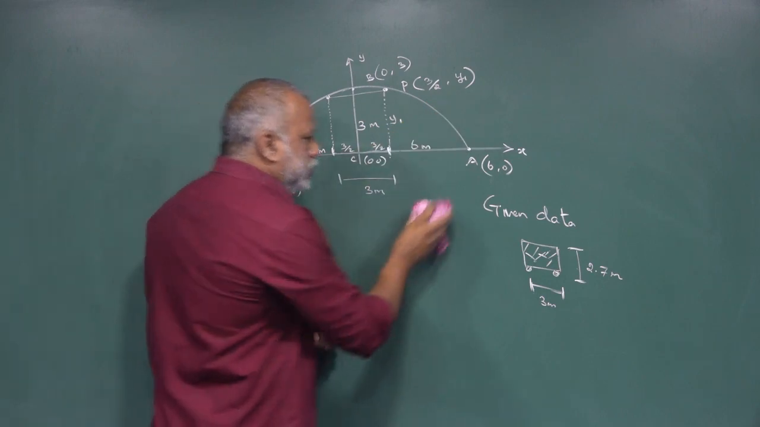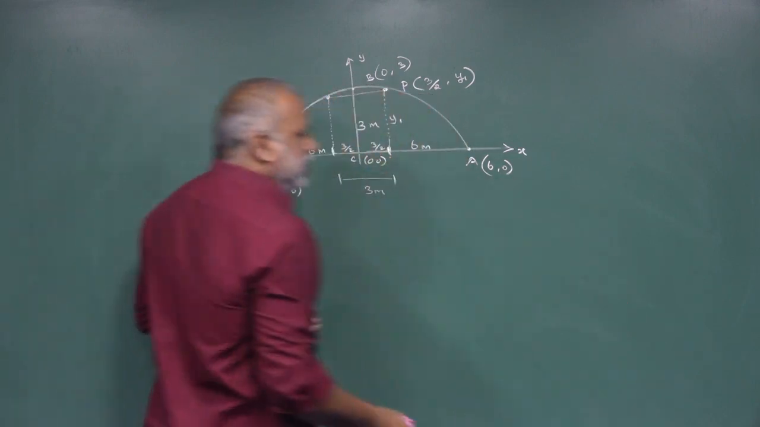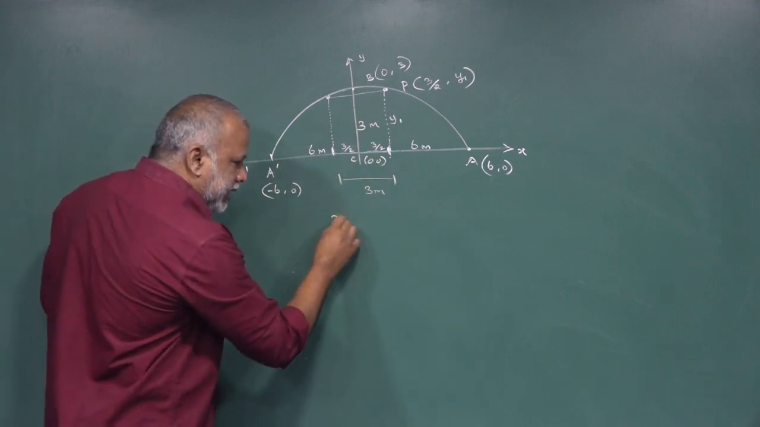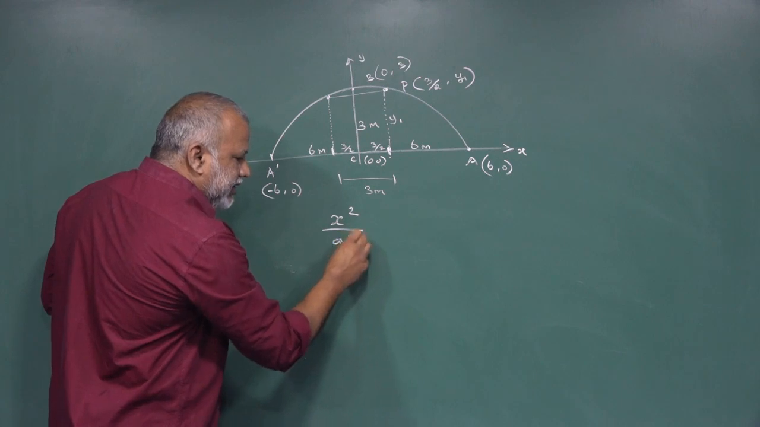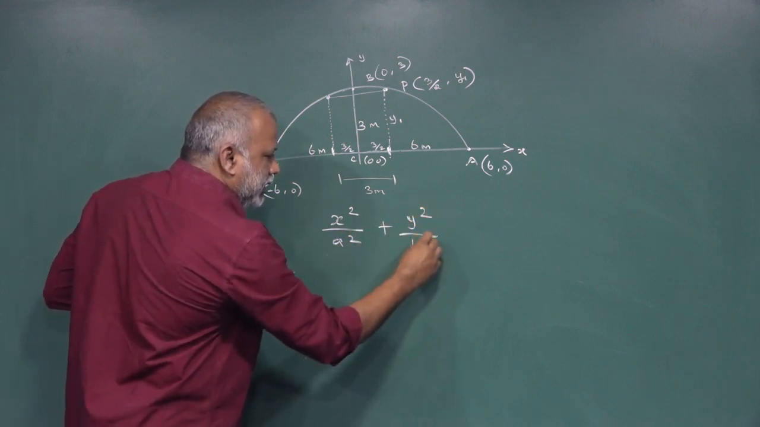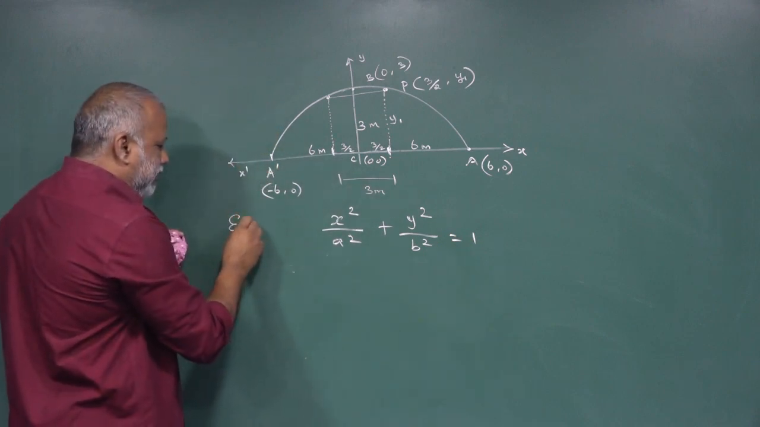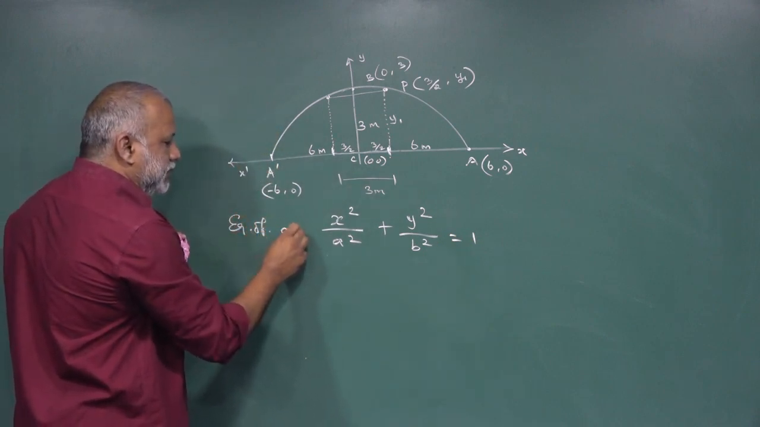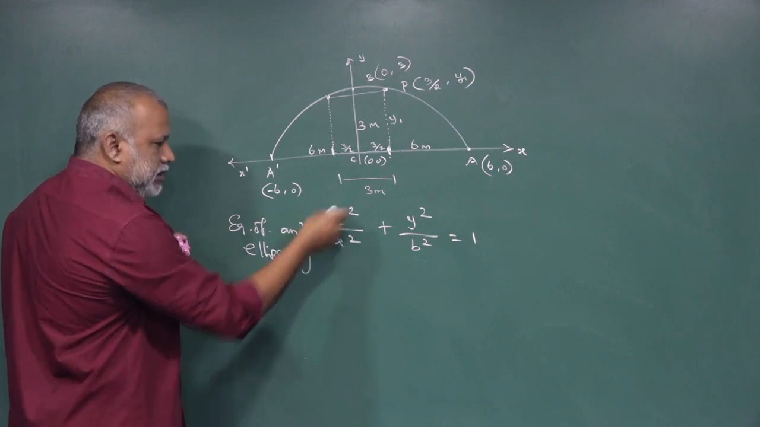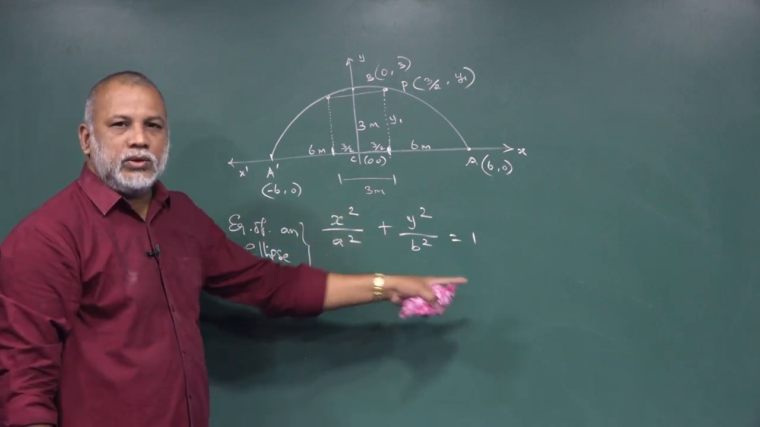So now we are going to use the logic of an ellipse. What is the ellipse we are taking? Type number 1. Consider the equation x squared by a squared plus y squared by b squared equal to 1. This is the equation of an ellipse.